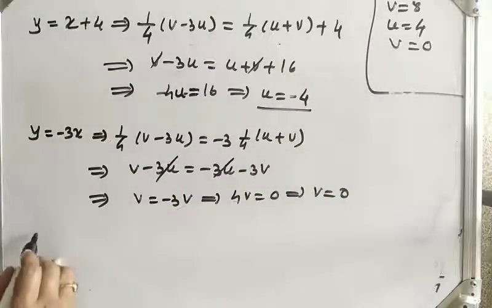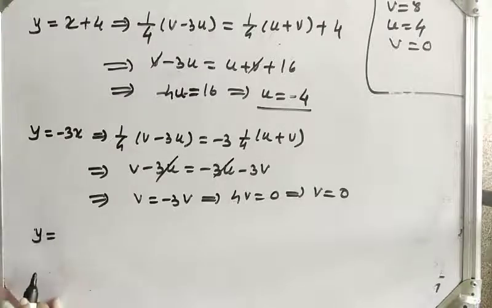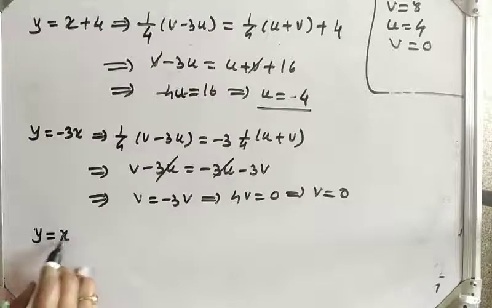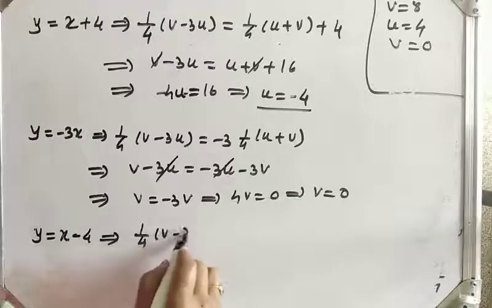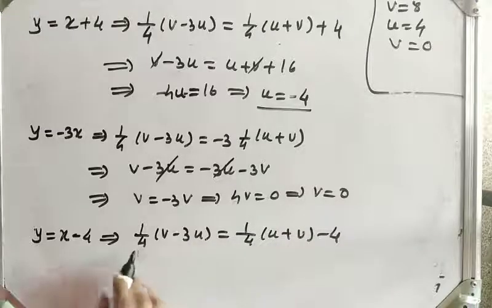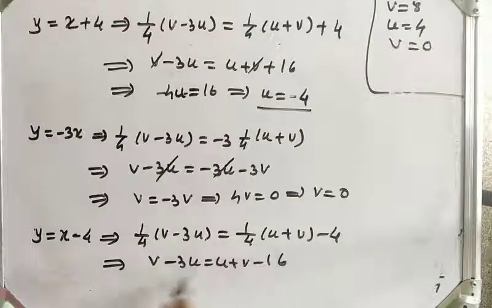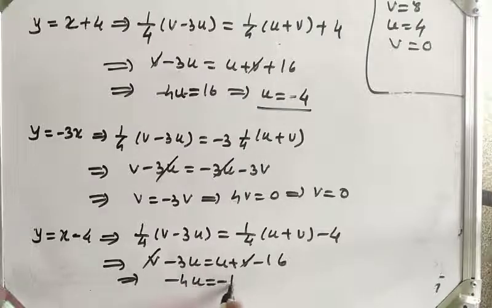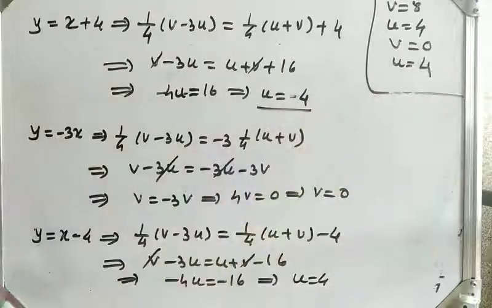Next equation of line in region R we get is y is equal to x minus 4. So y is 1 by 4 v minus 3u is equal to x, which is 1 by 4 u plus v minus 4. Let us multiply by 4. So v minus 3u is equal to u plus v minus 16. v will get cancelled. What we get? Minus 4u is equal to minus 16. That is, we get u is equal to 4. So our fourth line is u is equal to 4 here.